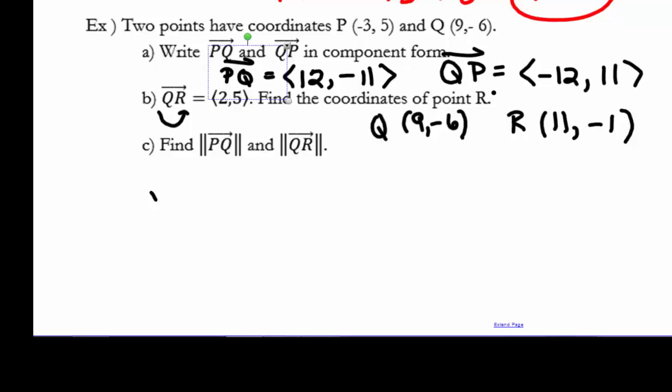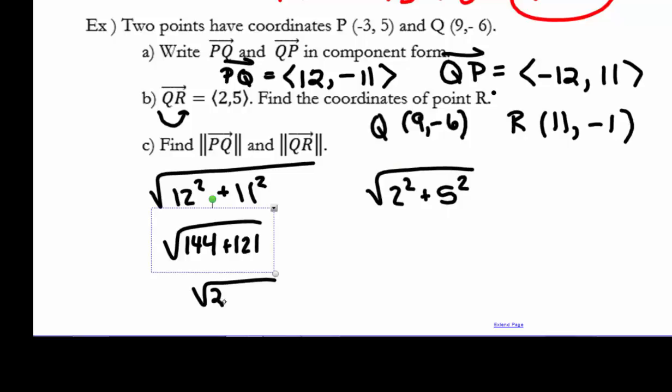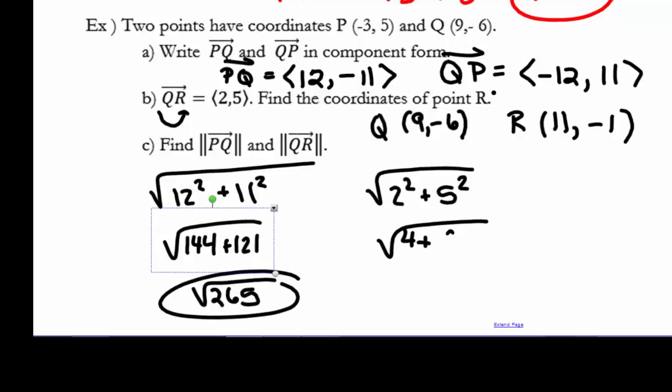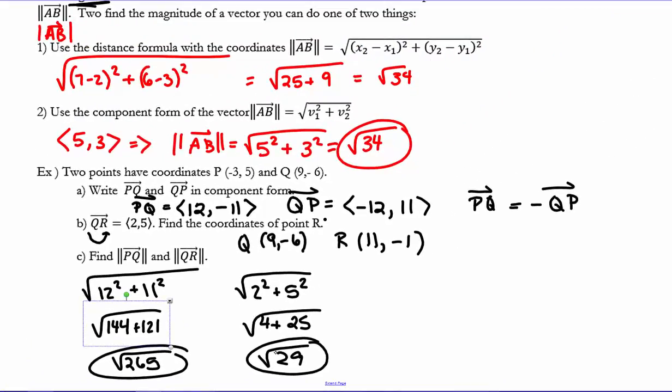And then last but not least, the magnitude of PQ is going to be the square root of 12 squared plus 11 squared. The magnitude of QR is going to be the square root of 2 squared plus 5 squared. So I have the square root of 144 plus 121, which is the square root of 265, and the square root of 4 plus 25, which is the square root of 29. So hopefully that all makes decent enough sense. That's vectors, that's how they work.